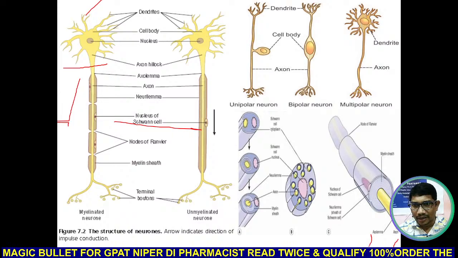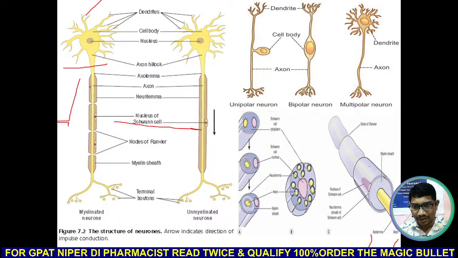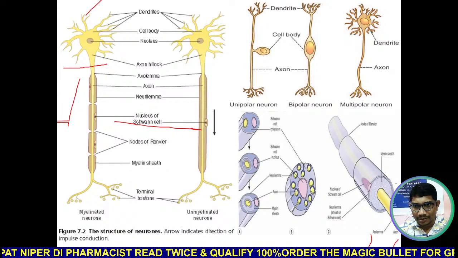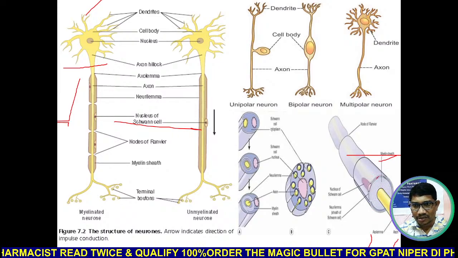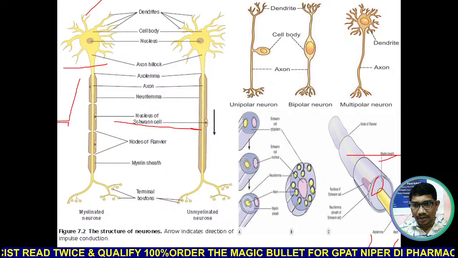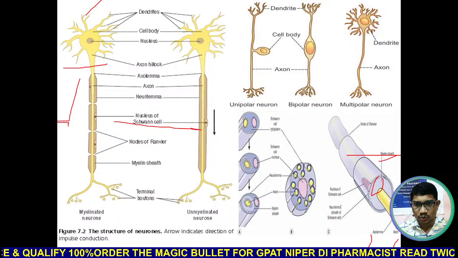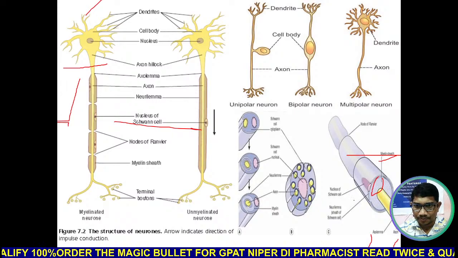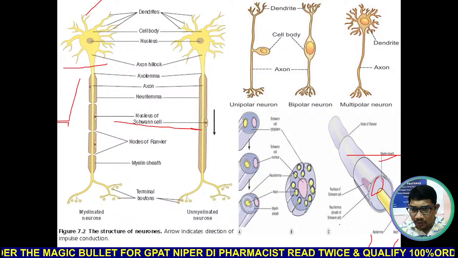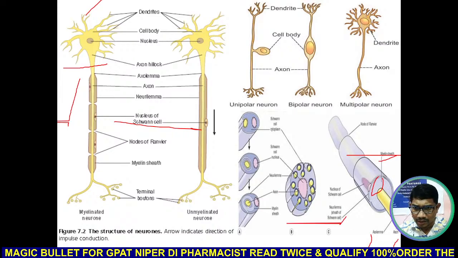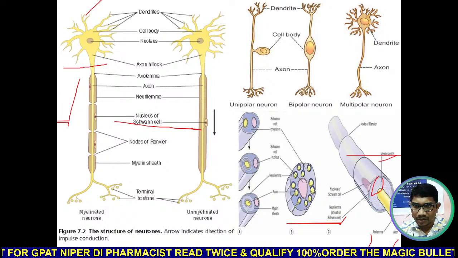The outer covering on the axon is known as the axolemma. And after that there is a myelin sheath. Myelin sheath is a fatty layer to create the insulation. After that there is a myolemma layer of Schwann cell. And the outermost cover is known as a neurolemma.